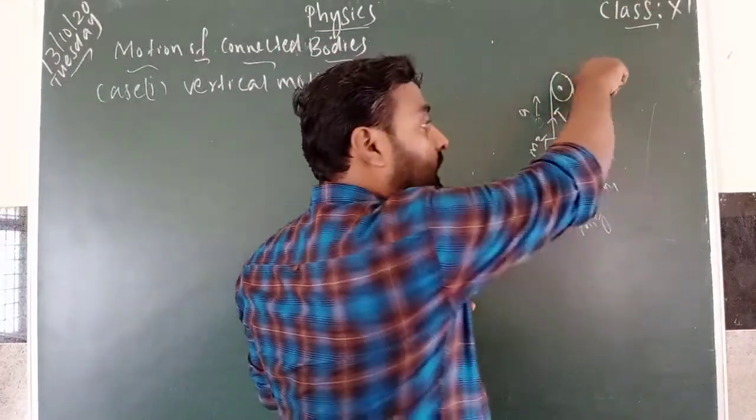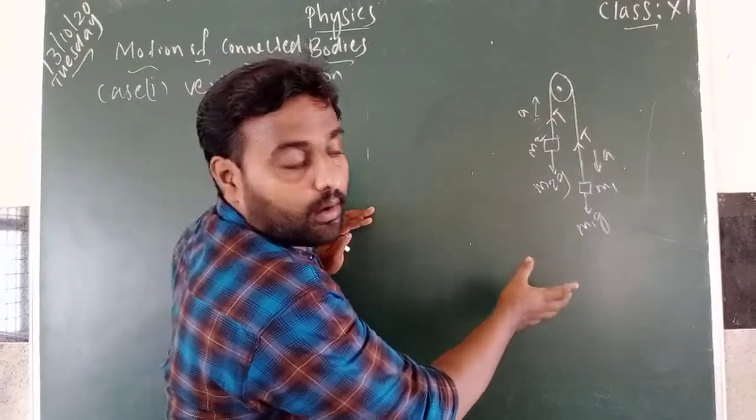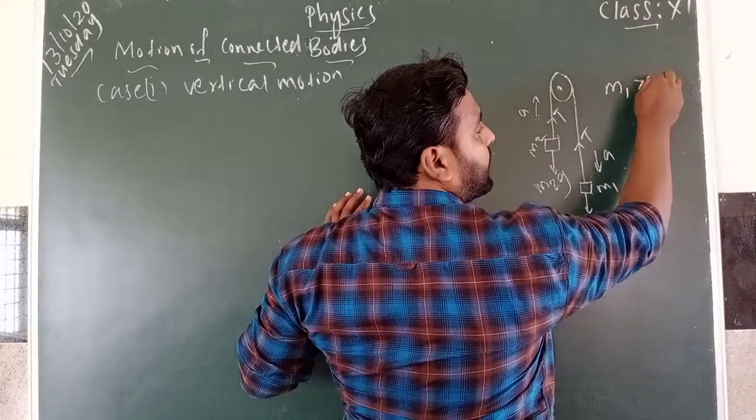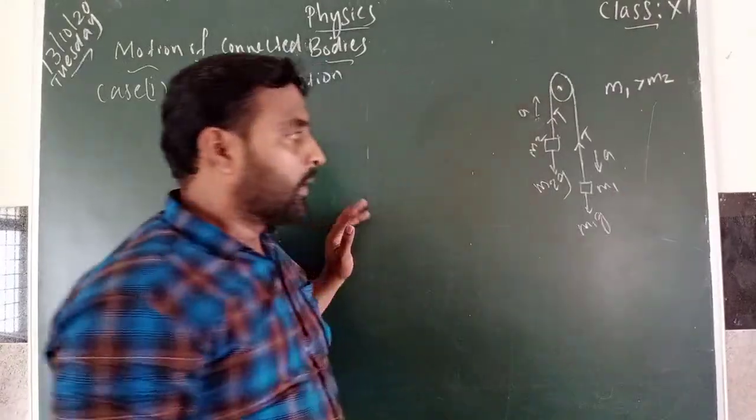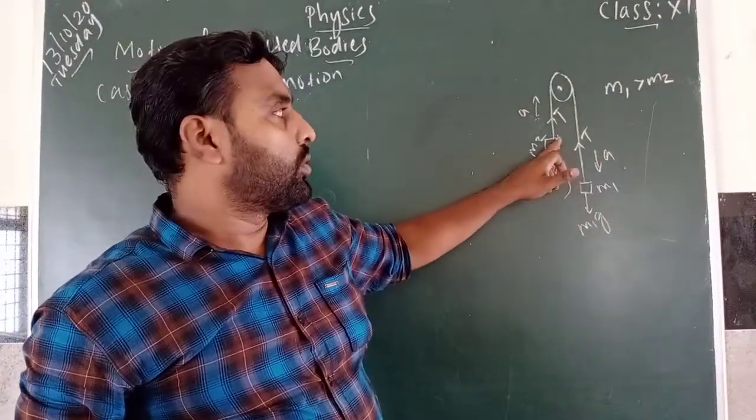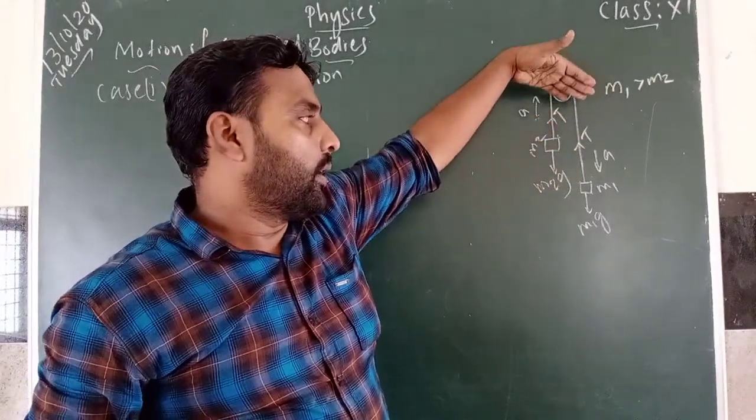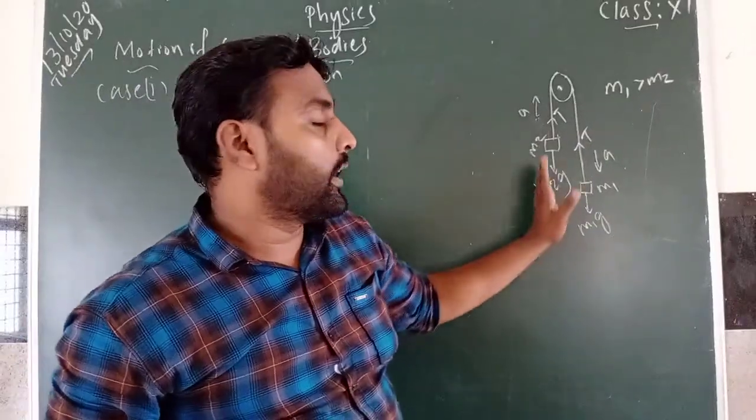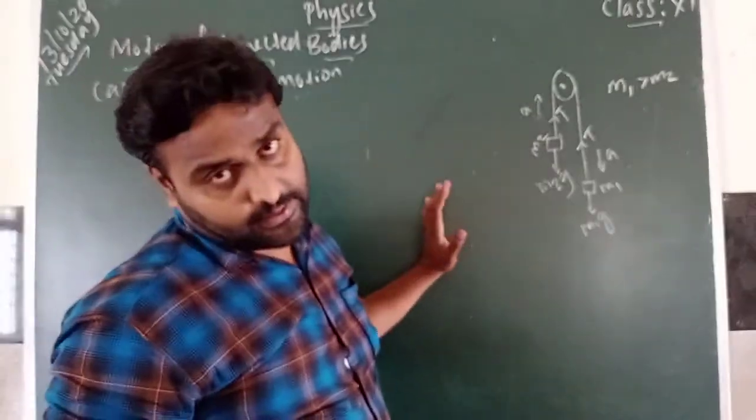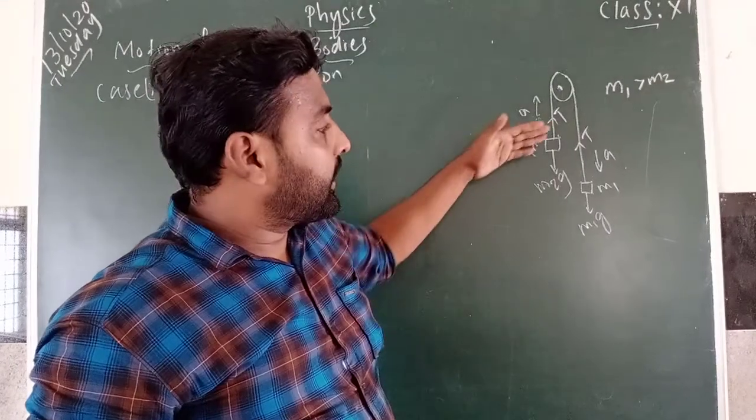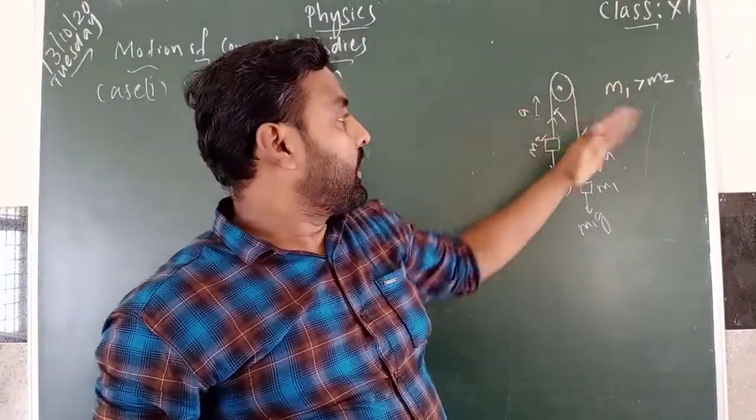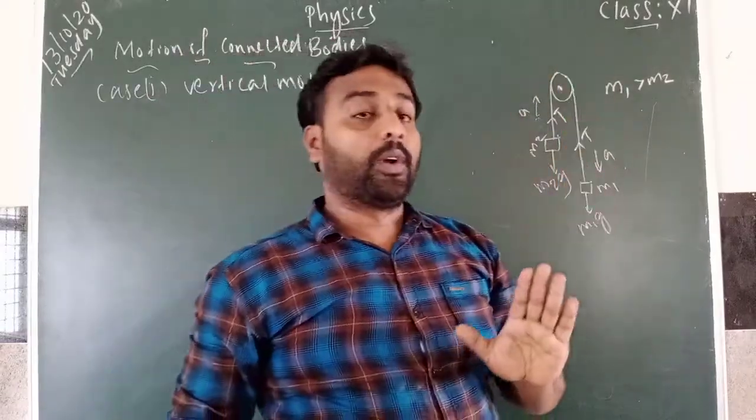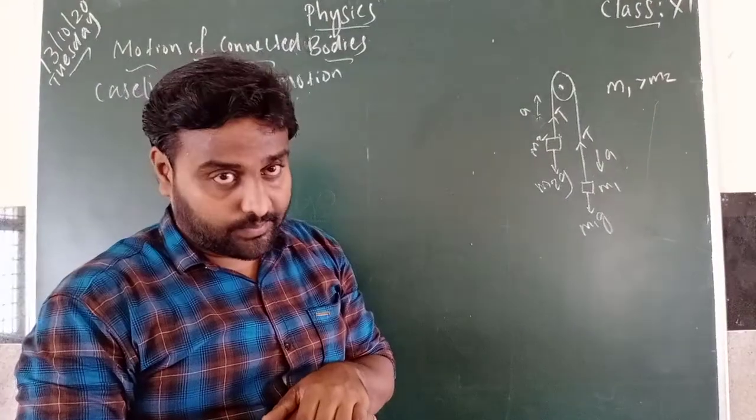When this moves, what will happen? This mass m1 is greater than m2. So then what will happen? M1 moves in the downward direction and m2 moves in the upward direction. So the acceleration of m1 is downward and the acceleration of m2 is where? Upward. This is what you can see in this diagram.